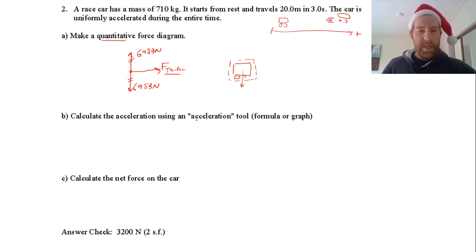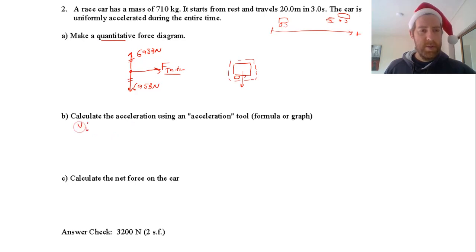Calculate the acceleration using an acceleration tool, either a formula or a graph. At this point, I like using formulas because they're faster. I could still do it with a graph if I wanted to. Yeah, maybe not a graph. Maybe this one's definitely a formula. Right, what have I got? I always write down what I've got first.